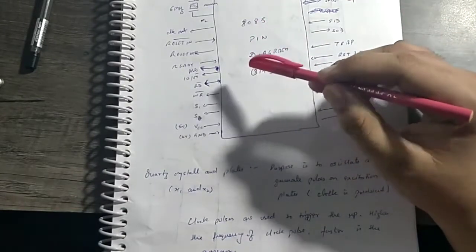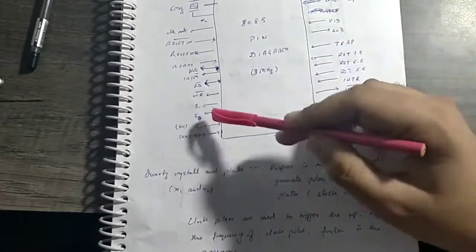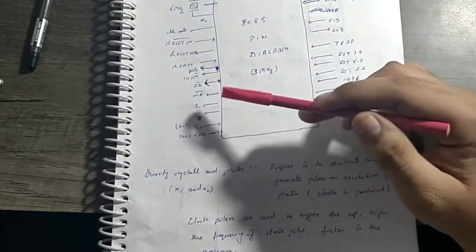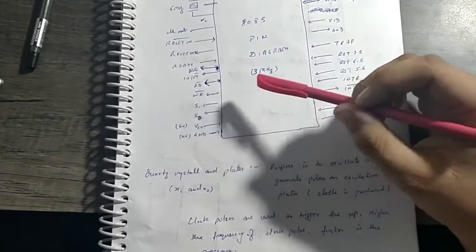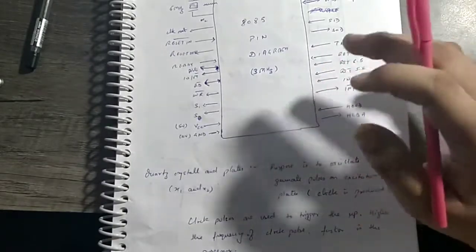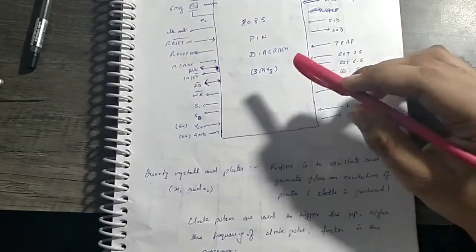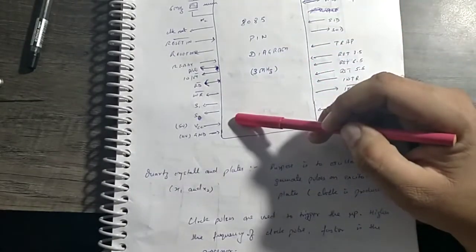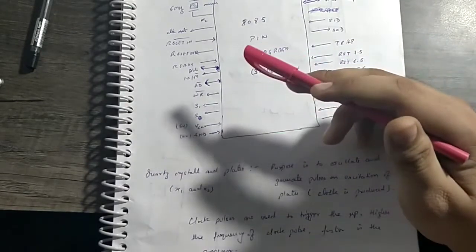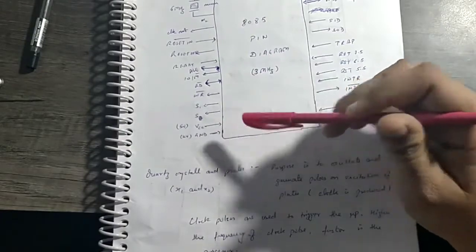Then we have S1 and S0. Sorry, I confused them with SID and SOD. S1 and S0 are not serial input and output, they tell the status of the microprocessor. We'll be understanding about S1 and S0 in timing diagrams. And then we have VCC and ground.